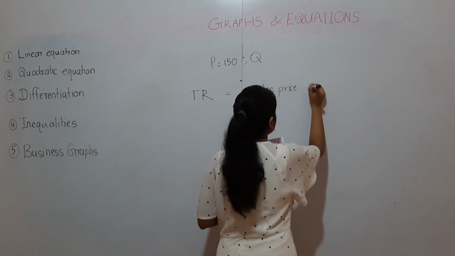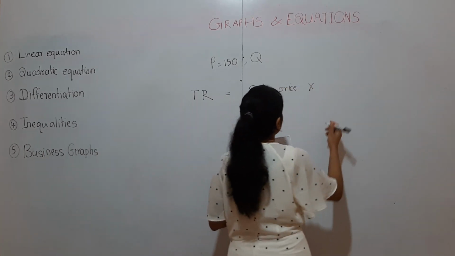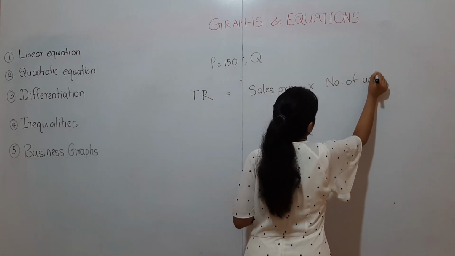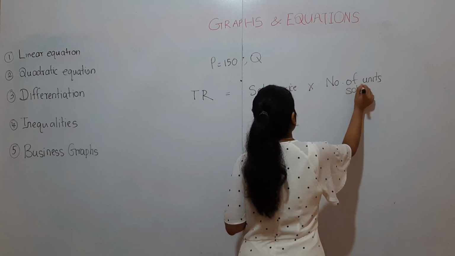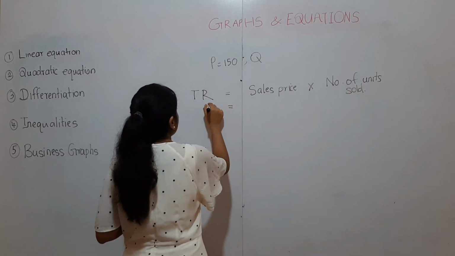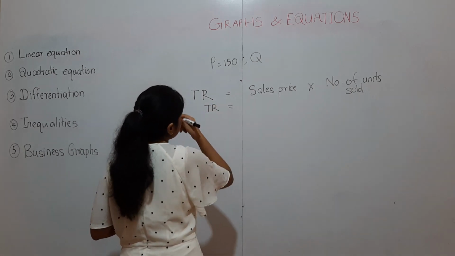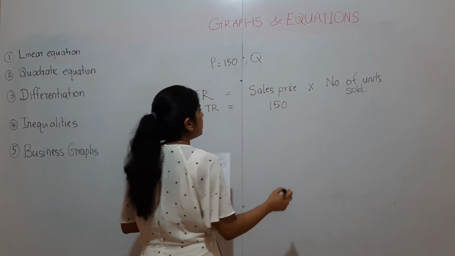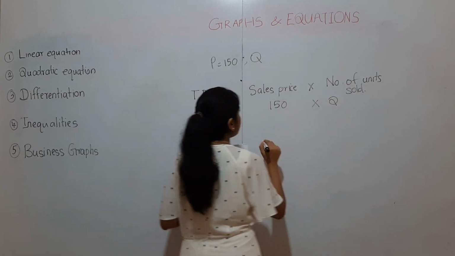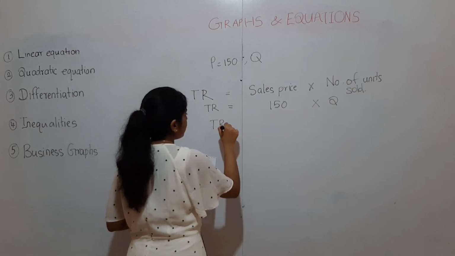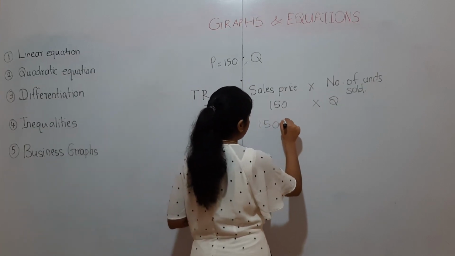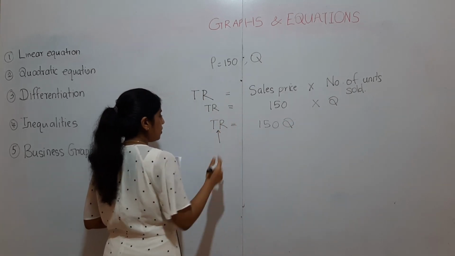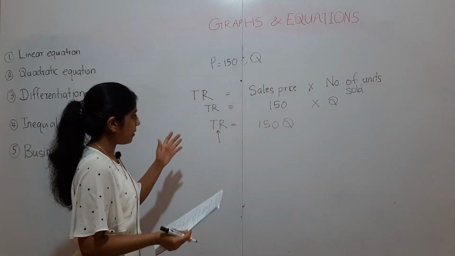multiplied by the number of units sold. I have done this in the equation chapter, this is just a recalling. So total revenue, we name it as TR. Sales price is 150. Number of units sold is Q. So what will be our equation? TR equals 150 Q.